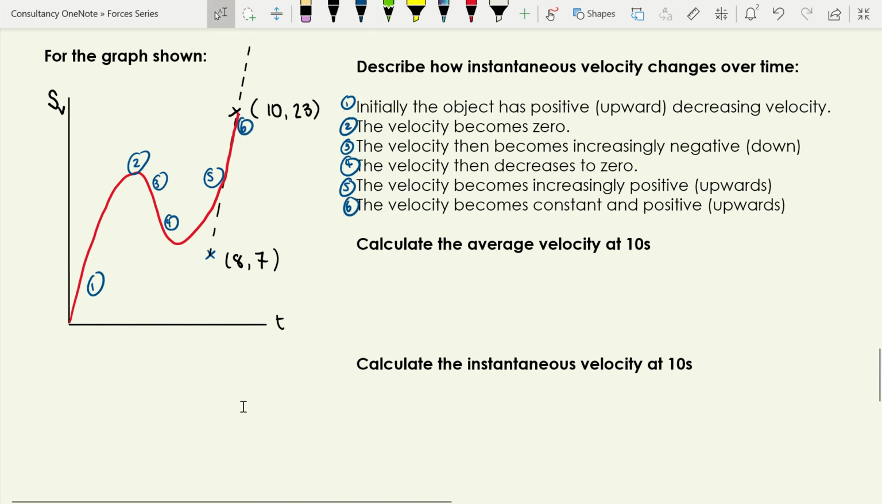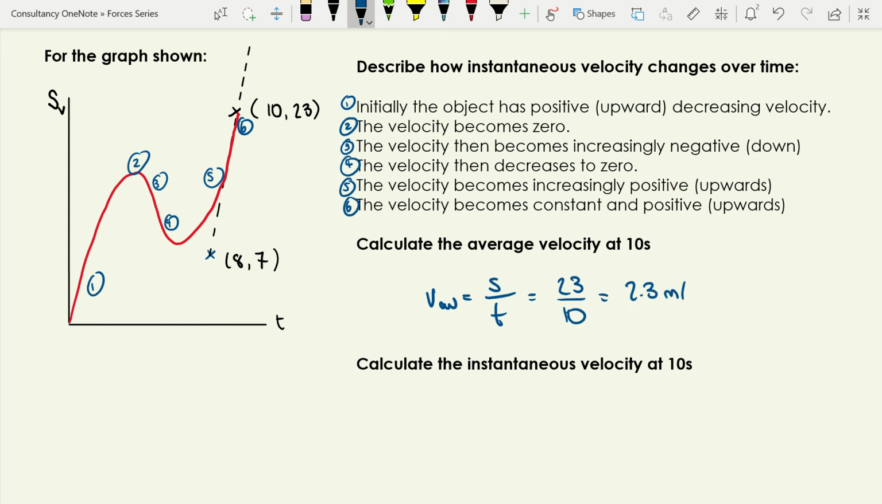Okay, so let's look at calculating each of our velocities at time is 10 seconds. So to do the average velocity, that's fairly straightforward. It's just displacement divided by time. So you can see at 10 seconds, it's been displaced 23 meters upwards. Divided by 10 gives us 2.3 meters per second upwards because it's positive and we're dealing in the vertical direction.